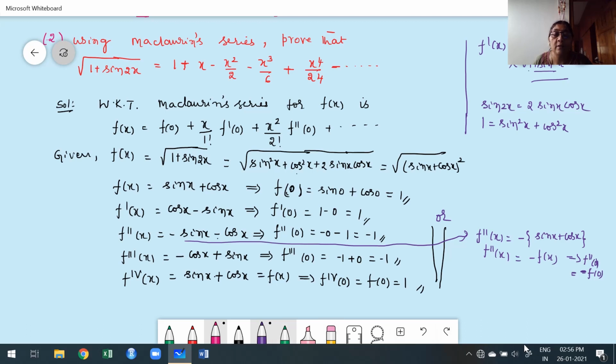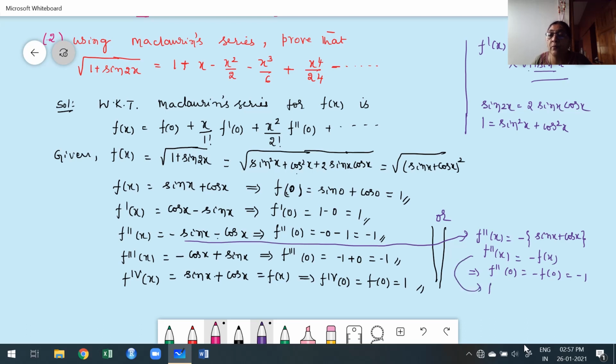Just a minute. If you are confused, I'm going to write it in the next step. What is my f double dash of 0? It is minus of f of 0. What is f of 0? It is 1, so we get minus 1. The second derivative value is minus 1, the same.